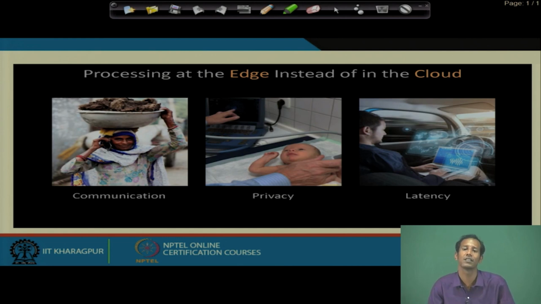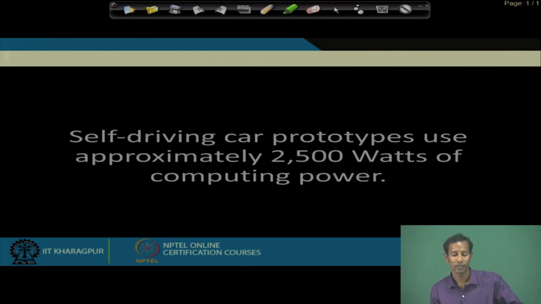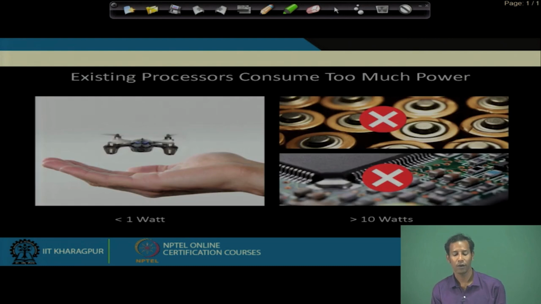That means this increases the reliability of the artificial intelligence system. This one self-driving car prototype uses approximately 2500 watts of computing power. Now, I said that we are in the age of miniature system design. If we see this small drone, it has a power budget of less than 1 watt, and nowadays all systems are miniaturized and battery driven.